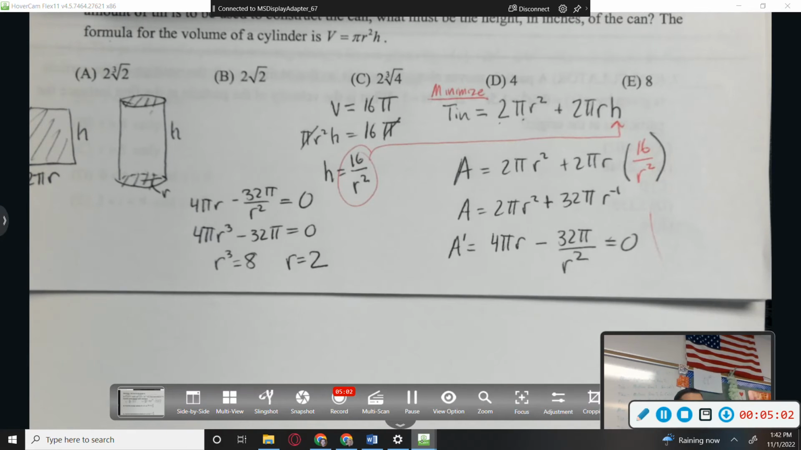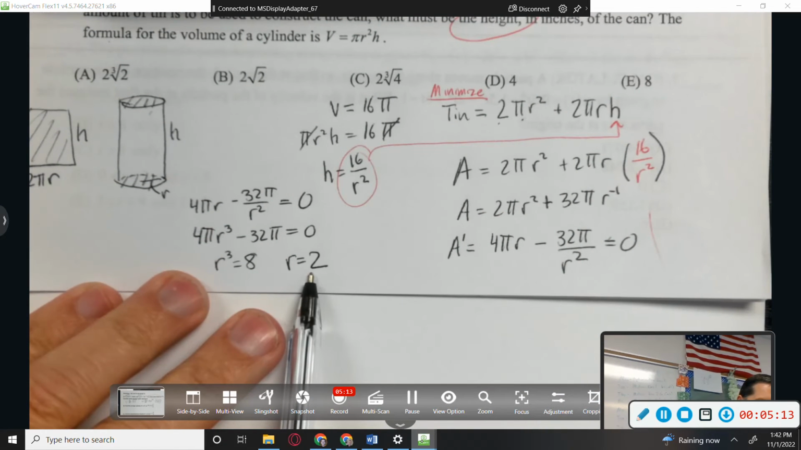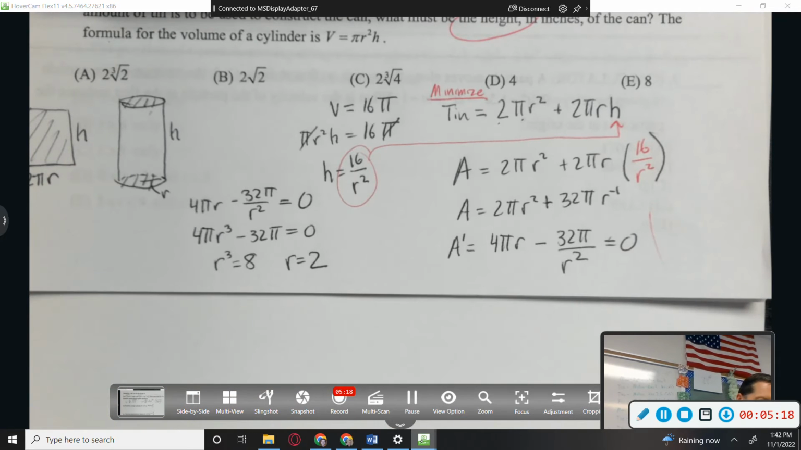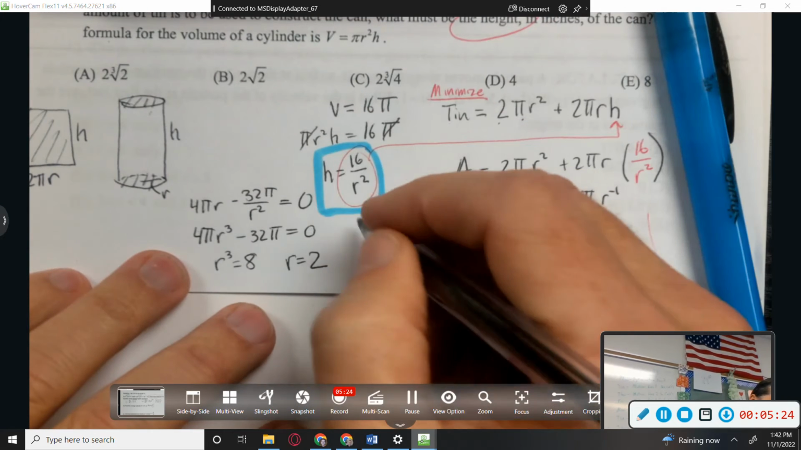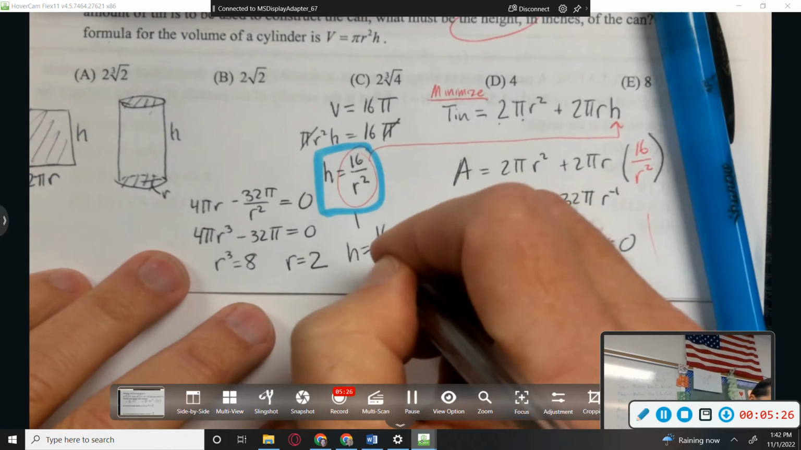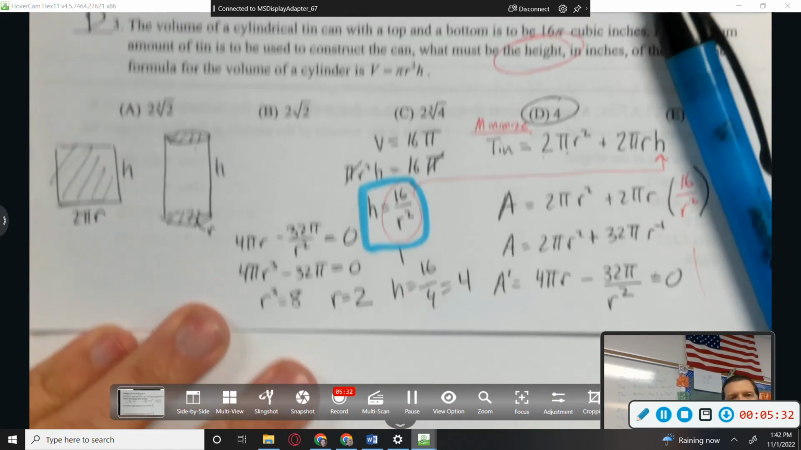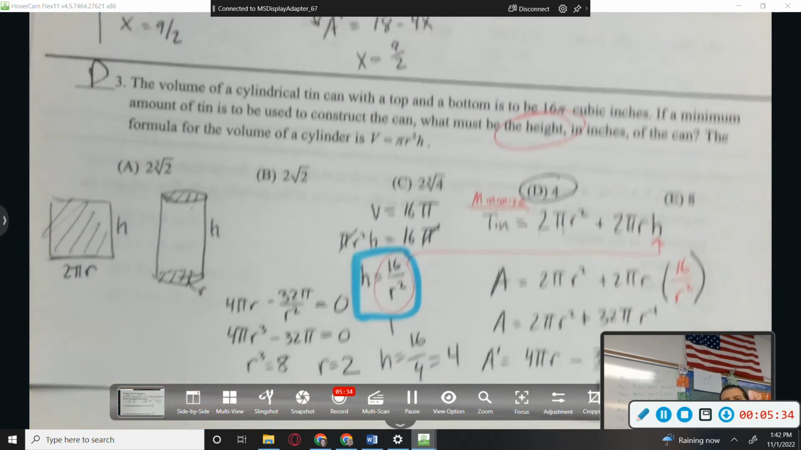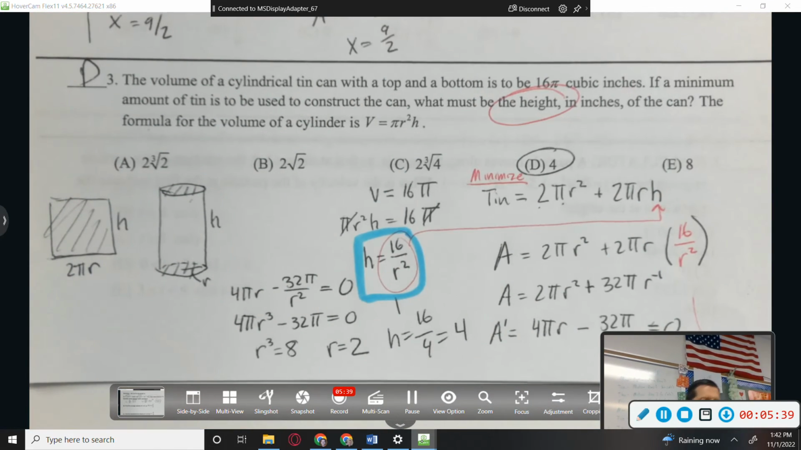Why is that not the answer, other than the fact that it's not a choice? When you're looking for height, that's the r, and it asked me for height. So, r is 2. H is, there you go, h is 16 over r squared. 16 over 4 is 4. So a height of 4 would minimize the amount of can we have for a given volume.